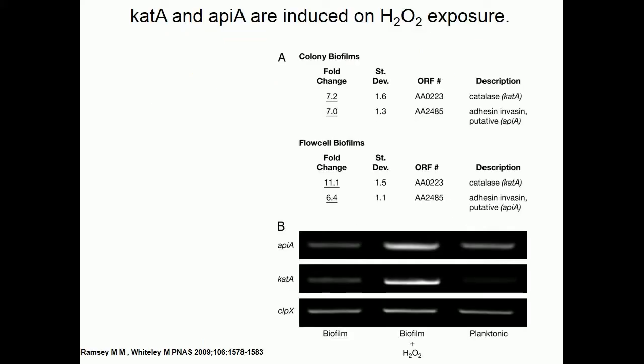A. actinomycetemcomitans katA and apiA are induced on H2O2 exposure. A. A custom Affymetrix GeneChip was used to examine gene expression of A. actinomycetemcomitans colony in flow cell biofilms in the presence and absence of 1 mM exogenous H2O2. Fold changes were determined from 4 pairwise comparisons and determined to be statistically different for katA and apiA, p less than 0.05, using GeneChip Operating Software version 1.4. B. RT-PCR was used to verify katA and apiA induction in colony biofilms following exposure to H2O2. The constitutively expressed gene clpX was used to standardize template levels, and planktonic-grown bacteria were used to assess the impact of H2O2 exposure duration on basal transcript levels.